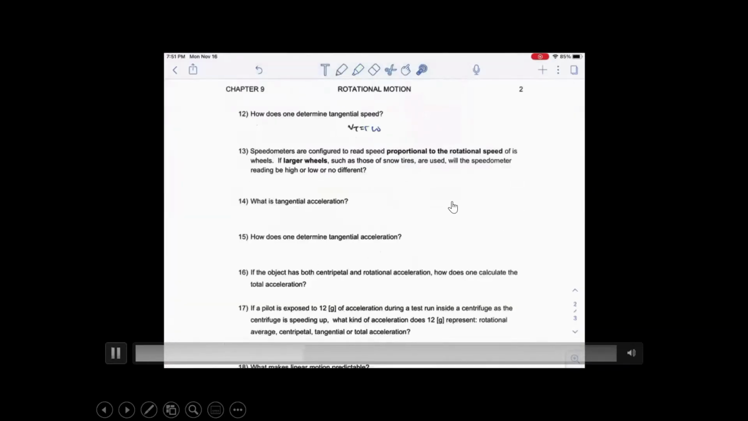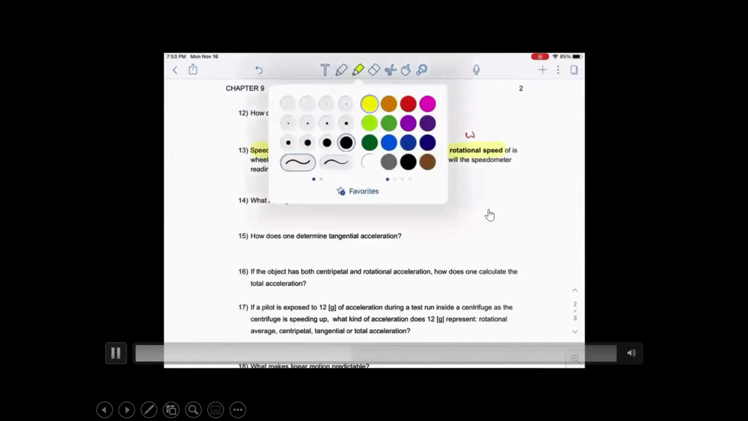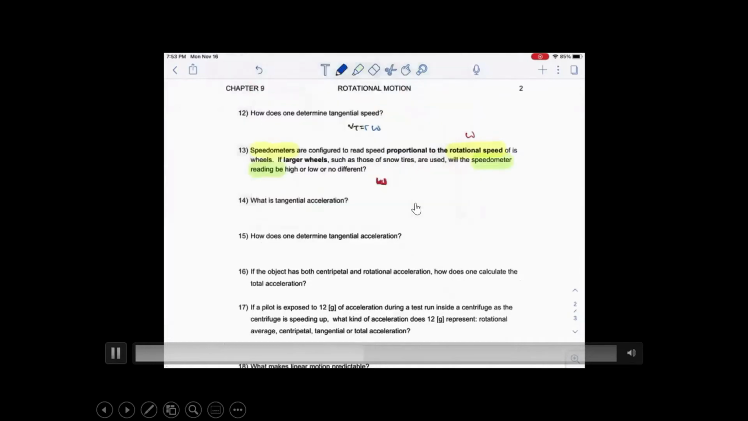That's it. All right, the speedometer is going to measure the rotational speed of the car. If you've got larger wheels, the speedometer is going to give you the same speed, except the car is going to be moving faster than what's indicated on the speedometer. Because when you take the rotational speed and multiply it by the radius of the tires, it's going to give you the tangential speed of the tire. Which means that the car is going to move faster than what's on the speedometer.